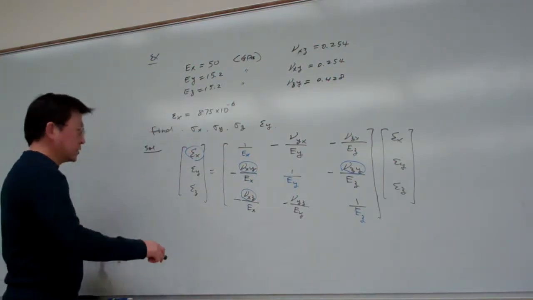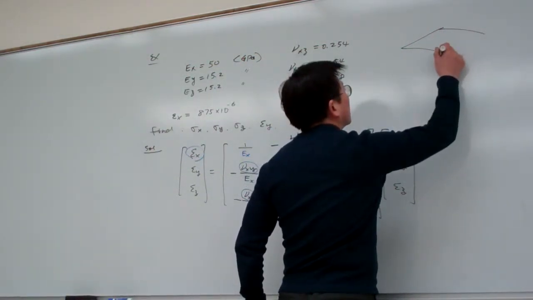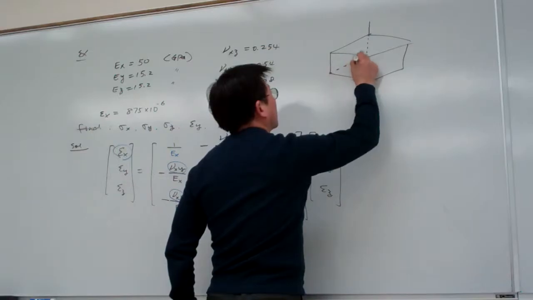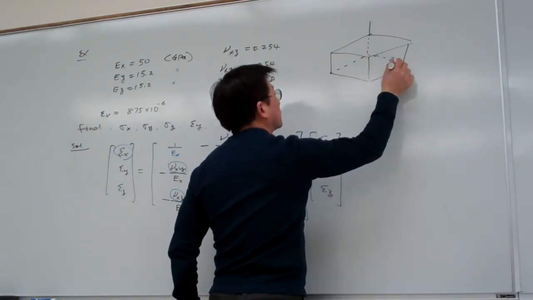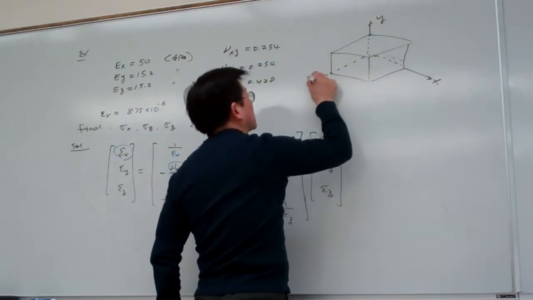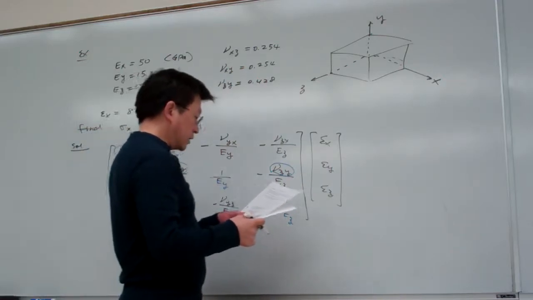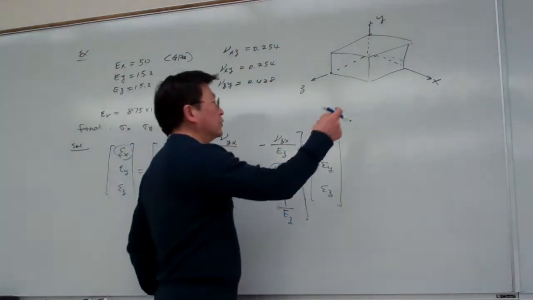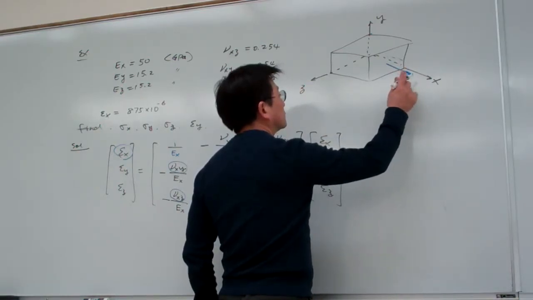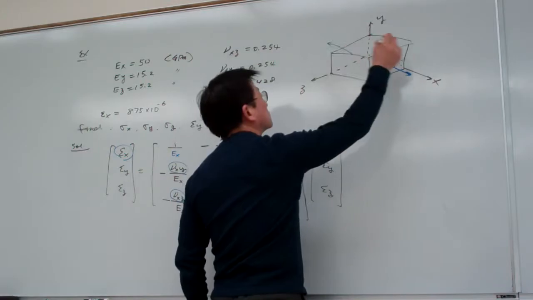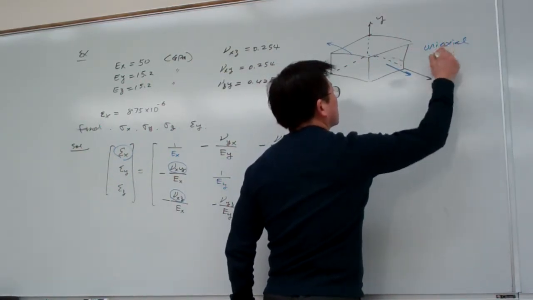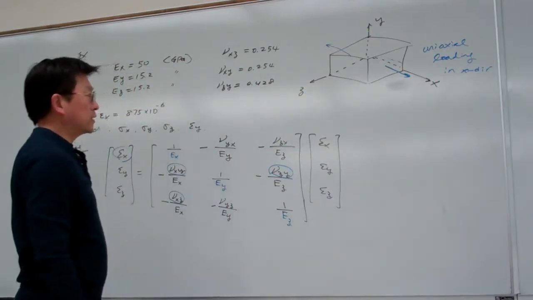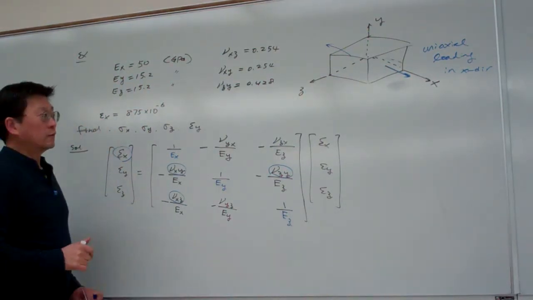This problem is basically this. This is the material, and these are the x, y, and z directions. This is orthotropic material, and it is under loading: uniaxial loading in the x direction. In this way we measure the strain from the deformations.